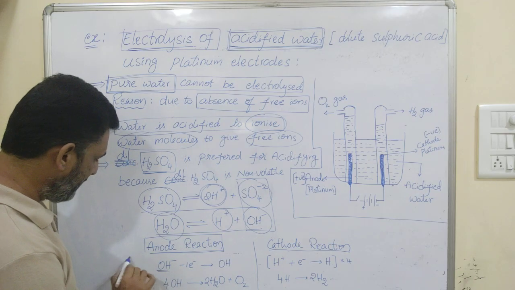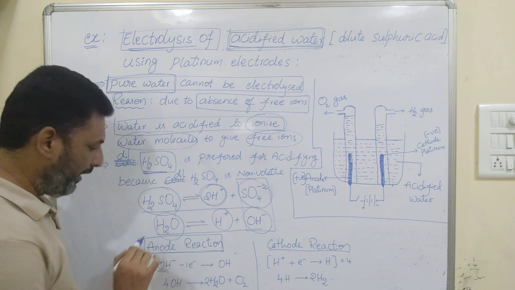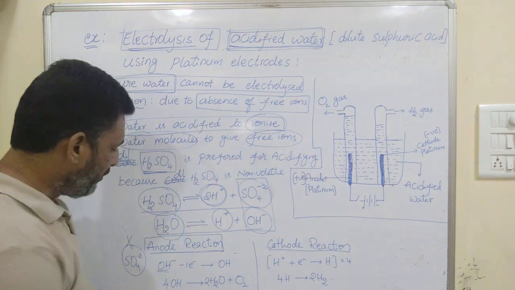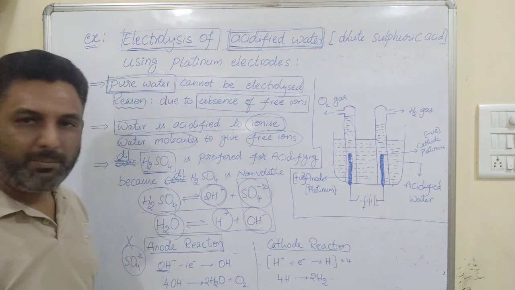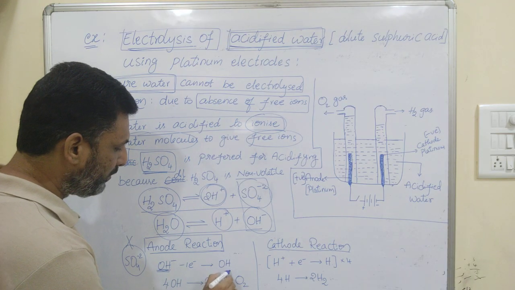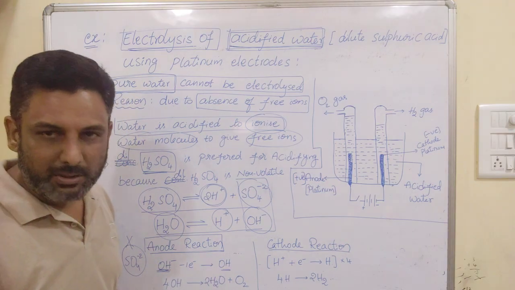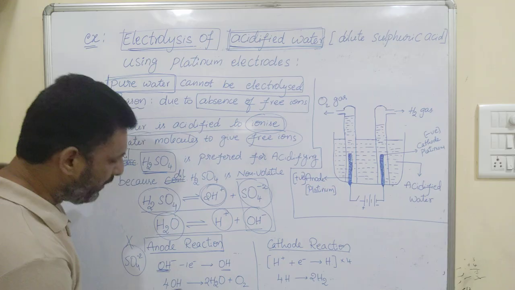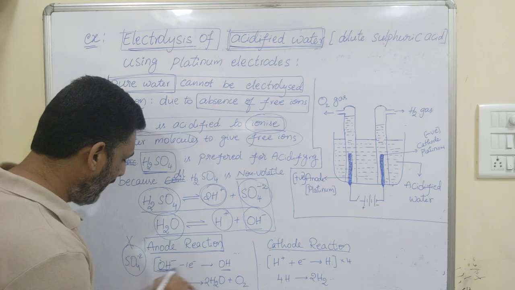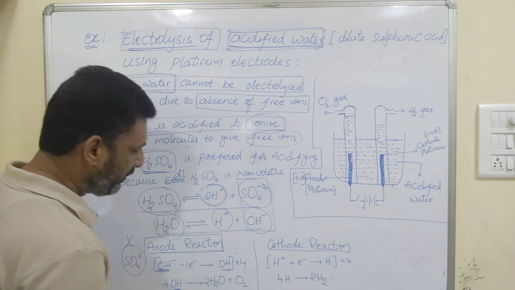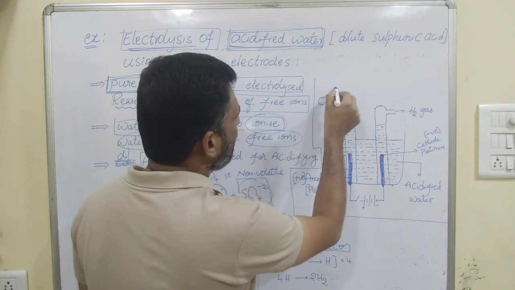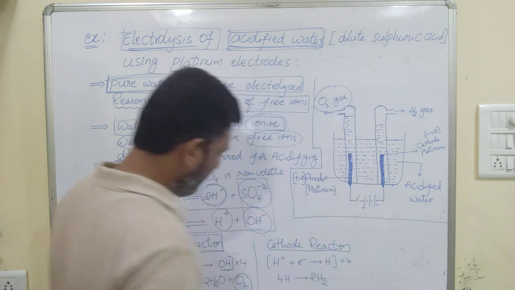So OH minus ions and sulfate ions both will be at the anode, but sulfate ions are very difficult to get neutralized. So OH minus ions can easily be oxidized. That's why OH minus ions will undergo oxidation to give OH radical, which is unstable. So 4 OH radicals will rearrange the atoms and form water and oxygen. In order to balance this, you will have to multiply with 4 here. So at the anode, the product will be oxygen gas. You will get oxygen gas at the anode.